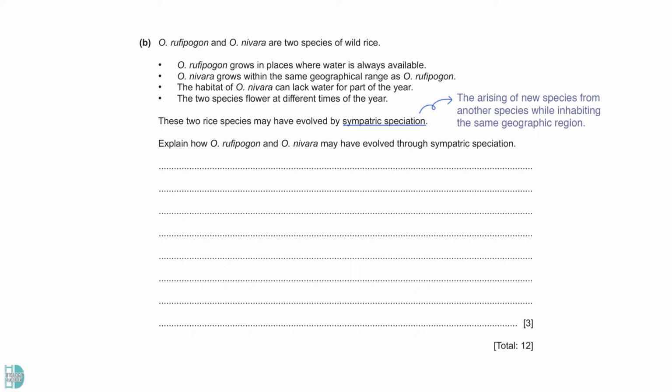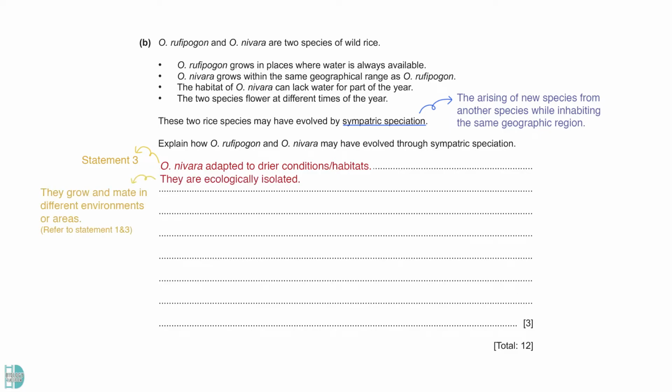According to the information, Oryza nivara has a different feature from the typical rice plants. They are adapted to drier conditions or habitats. Because of this, the two groups are ecologically isolated. It means they grow and mate in different environments or areas.